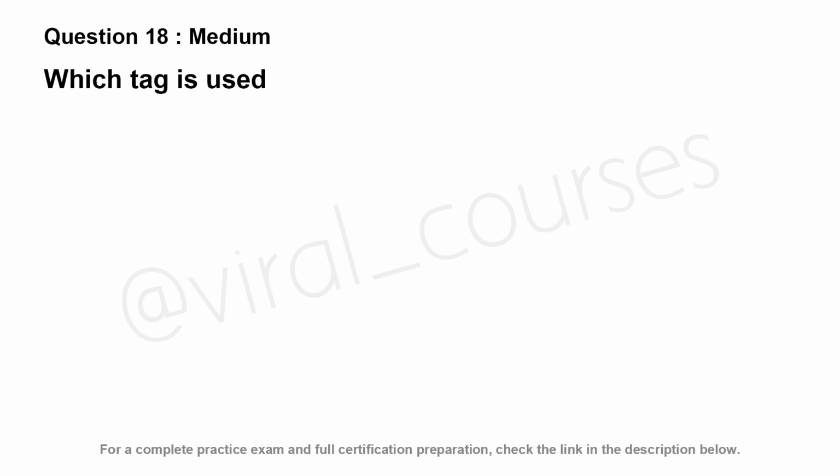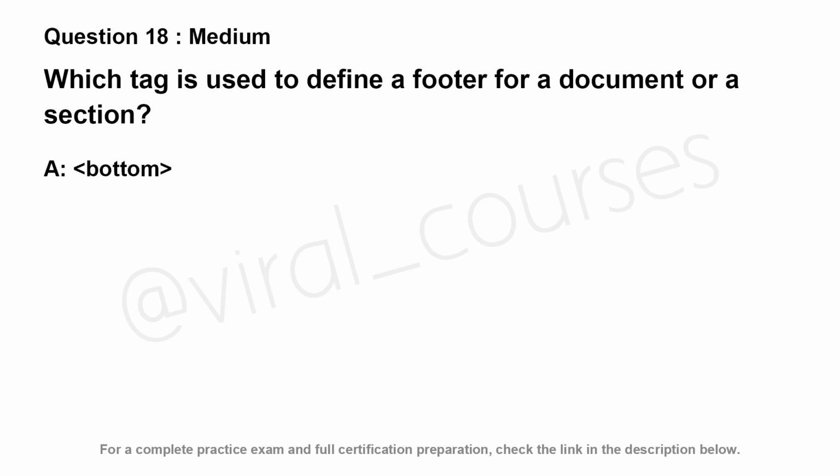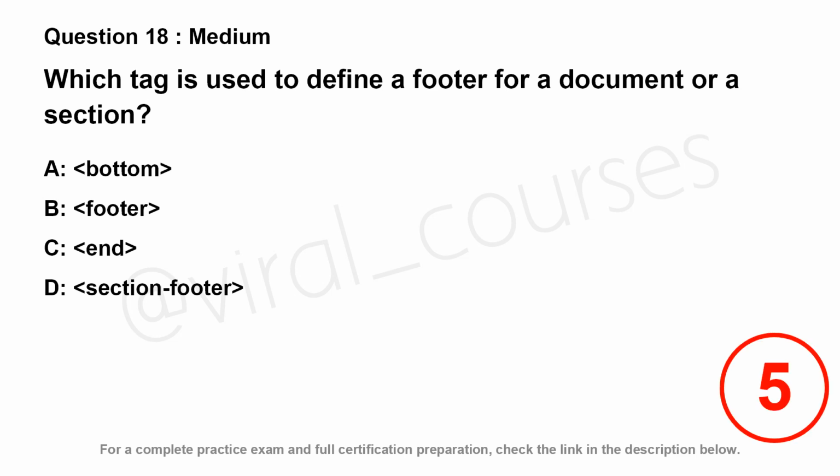Which tag is used to define a footer for a document or a section? Option A, <bottom>. Option B, <footer>. Option C, <end>. Option D, <section-footer>.